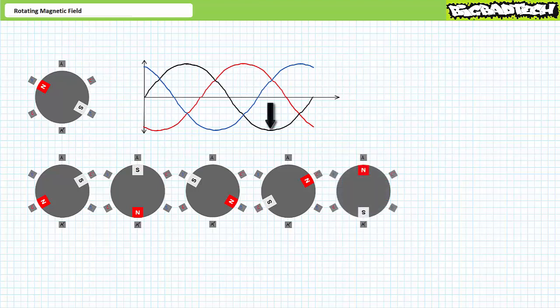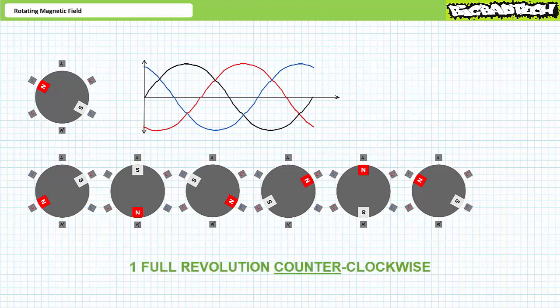Some moments later, L1 peaks negatively. A is the south and A' is the north. The north end of the rotor is attracted to A, and the south end of the rotor is attracted to A'. The rotor continues to turn counterclockwise. Finally, some moments later, L3 peaks positively. B is the north and B' is the south. The north end of the rotor is attracted to B', and the south end of the rotor is attracted to B. The rotor continues to turn counterclockwise. We're right back where we started, having completed a full 360-degree revolution, only this time in the opposite direction.